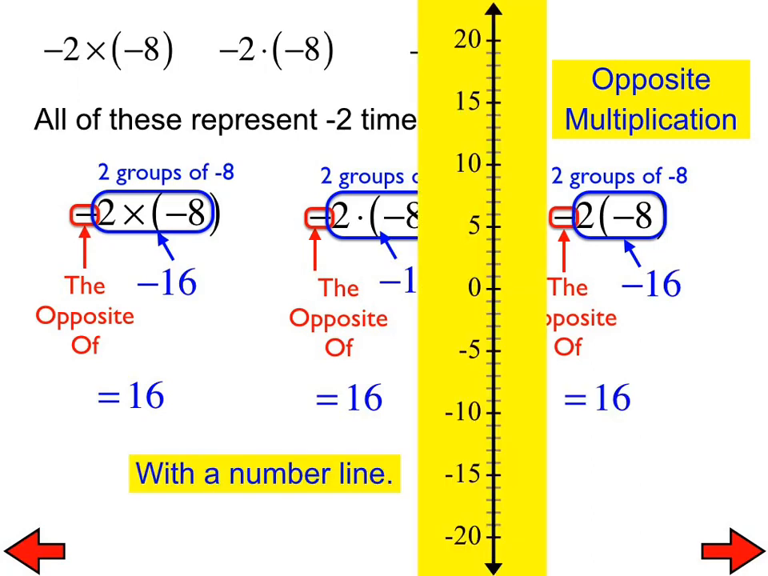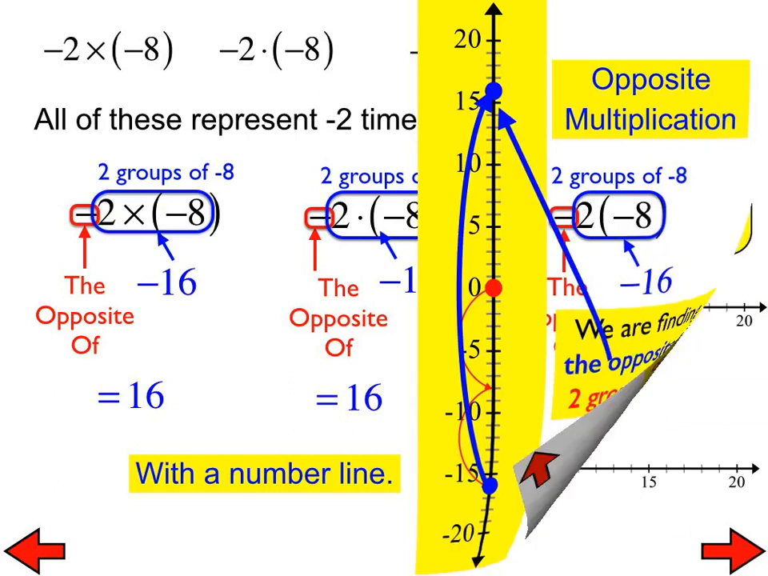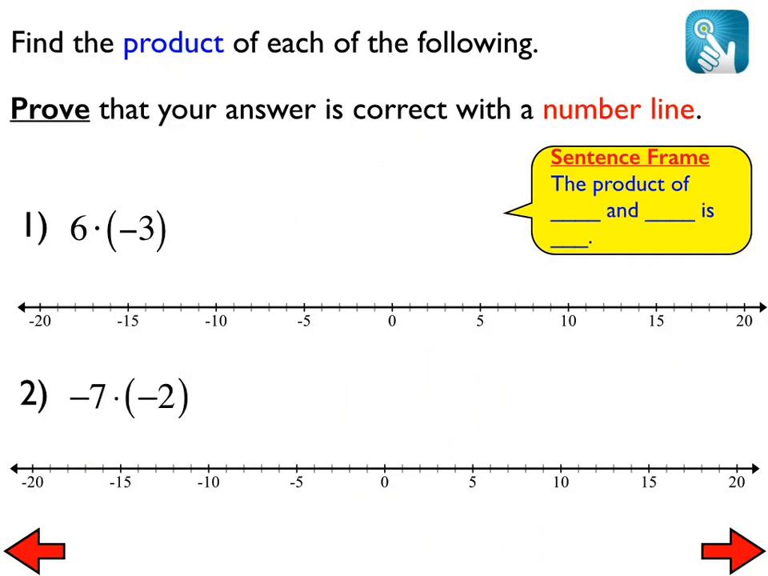With a number line, I'm going to use a vertical number line this time. We are finding the opposite of two groups of negative 8. Well, here's one group of negative 8. There's a second group. That gives us negative 16, but the opposite of that is way up there at positive 16.